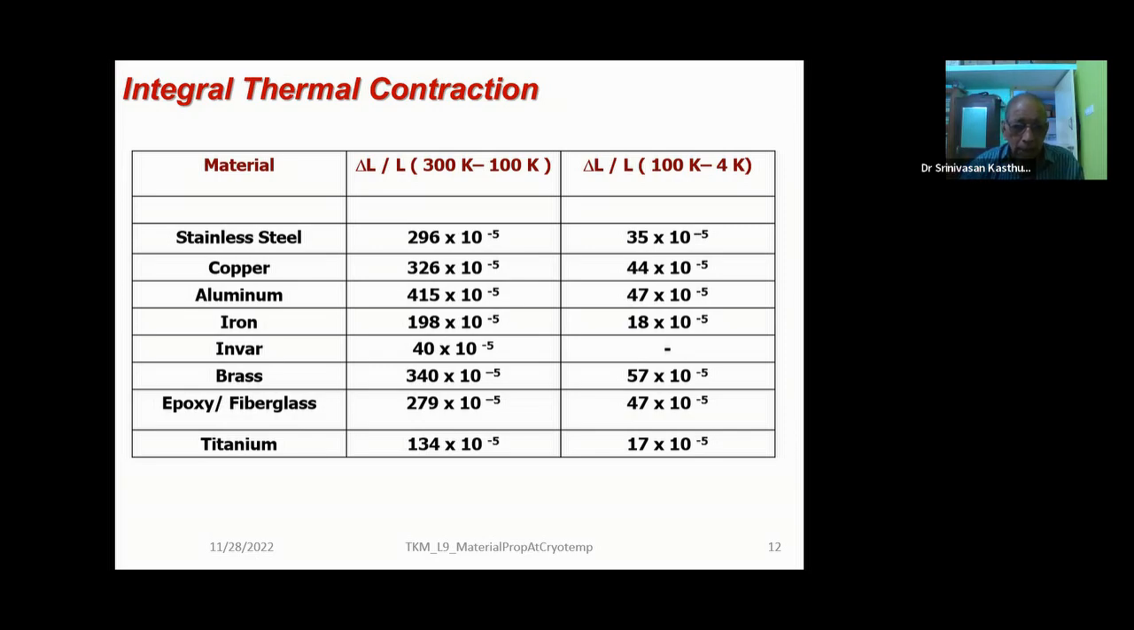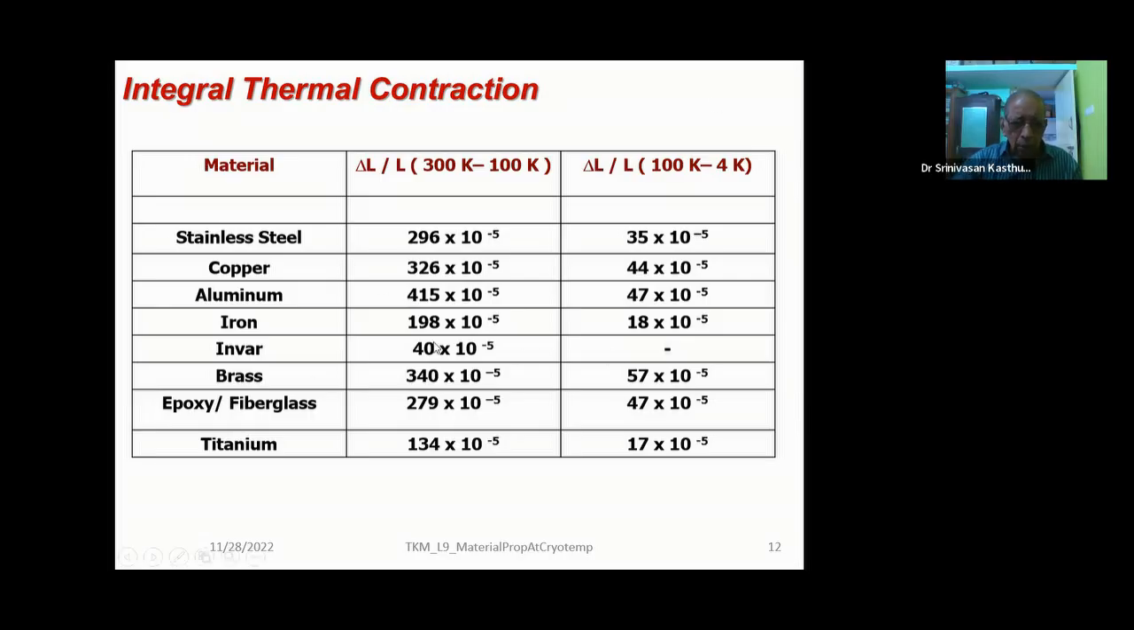Now, for example, for stainless steel, the thermal expansion, delta L by L, the change in length relative to the original length, if I want to evaluate from 300K to 100K, is 296 times 10 raised to minus 5. If you compare this with the value between 100 and 4K, look at this. This value is very small, only 35. The major thermal expansion or thermal contraction occurs in the 300K to 100K range.